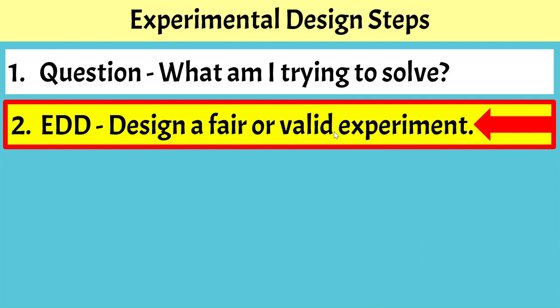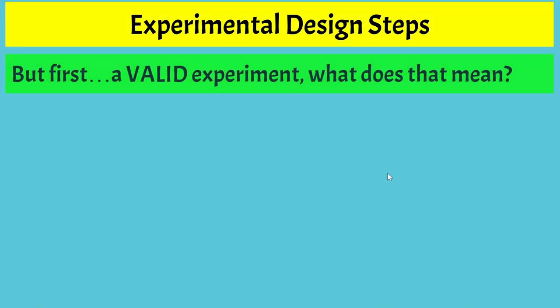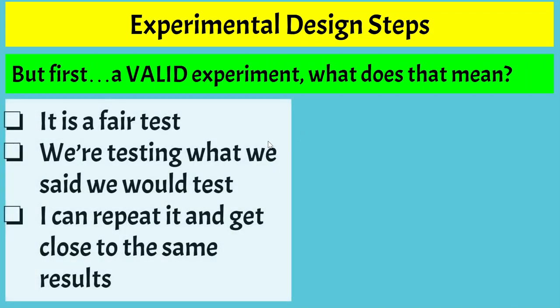And so we wanted to set up a fair or valid experiment. What is a fair or valid experiment? It means it's a fair test. I'm not setting it up with, I guess you might say, faulty equipment or something. I don't have dice that are weighted on the bottom. I'm using appropriate measuring that's true and valid. So also we're going to test what we said we would test.